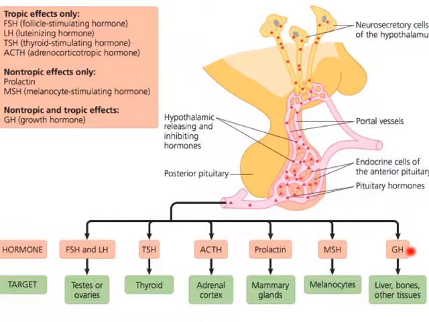Growth hormone is and isn't, because it has effects on both other endocrine glands but also other parts of the body. So it has two effects, both tropic and non-tropic. And that in a nutshell is why the pituitary is the master gland.